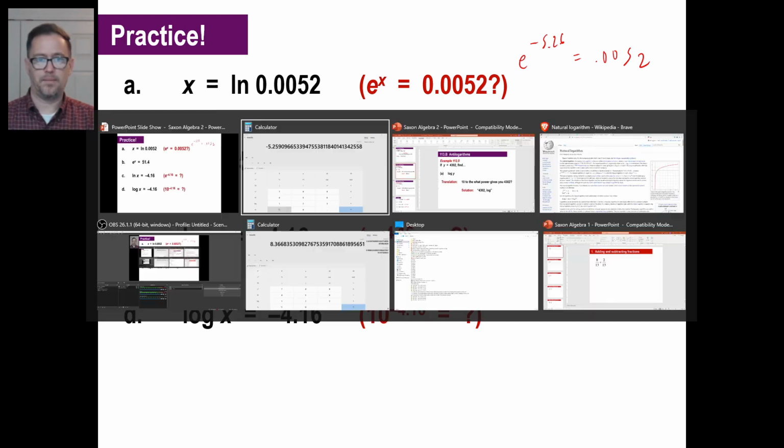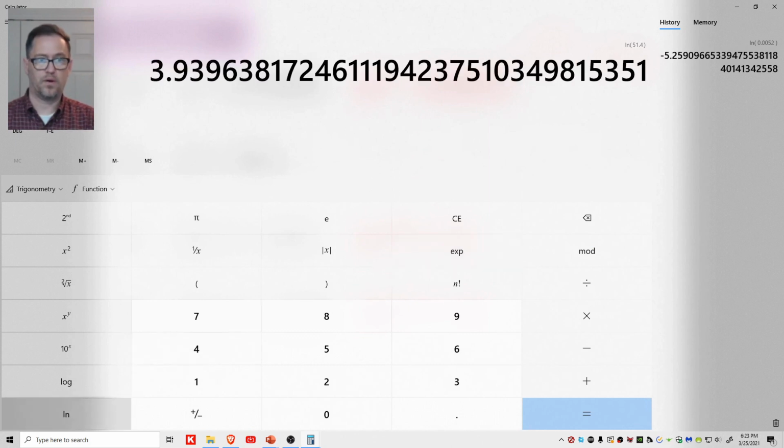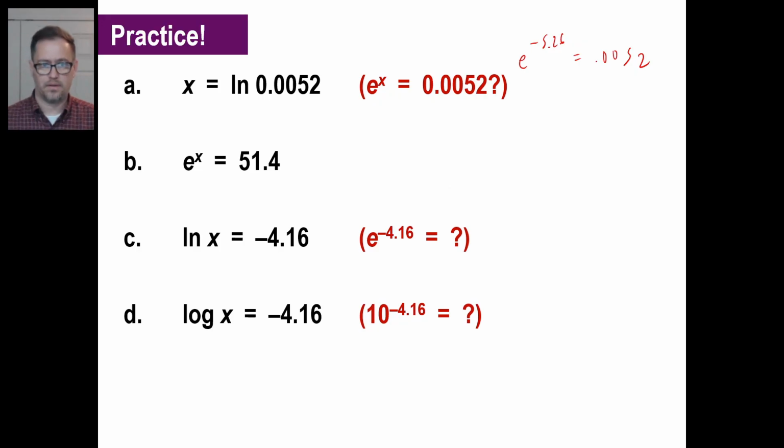All right, we're looking at the same thing here. We're going to go ahead and put in 51.4 and then natural log, boom, and there we go, 3.94 we'll call it. So the answer to this is 3.94, which means, again, that e to the 3.94 power gives you 51.4. In other words, this is about 2.7 to the fourth power.